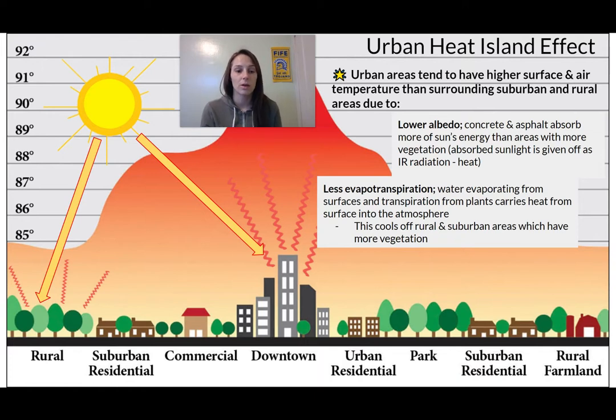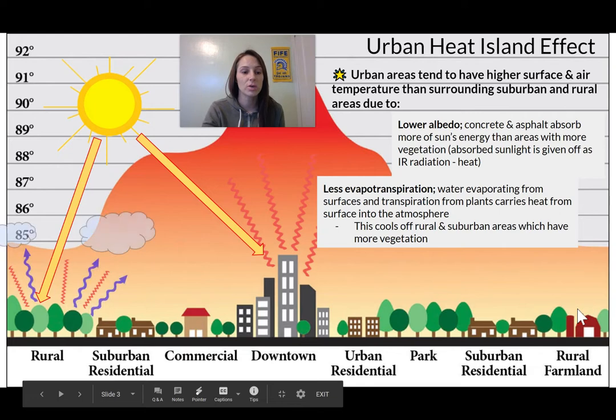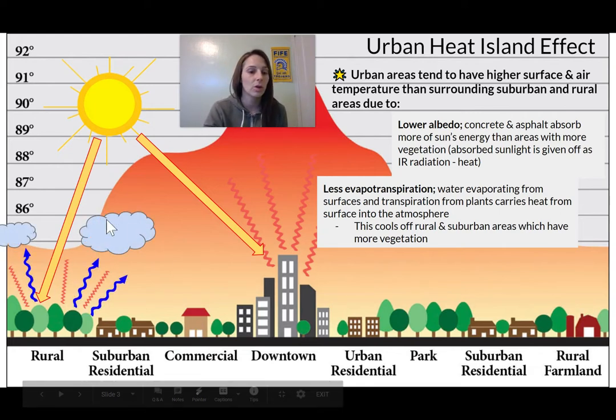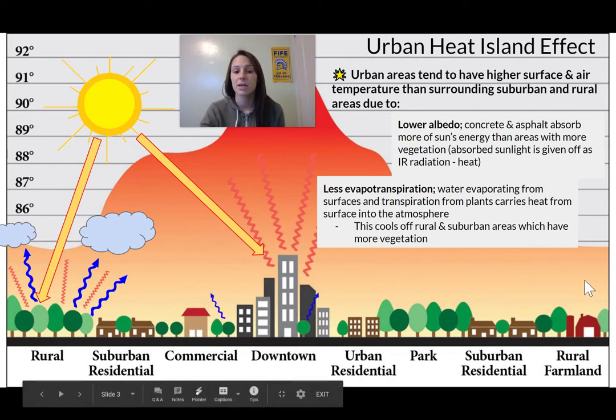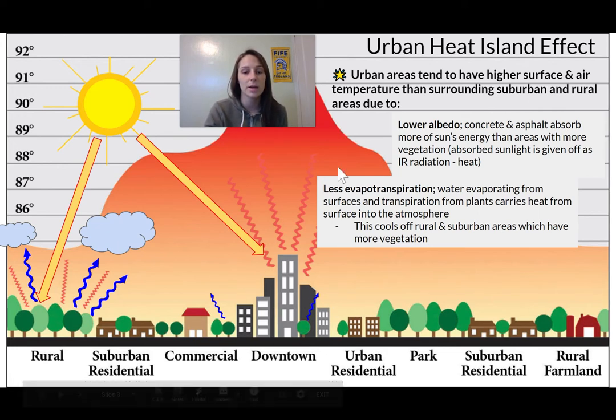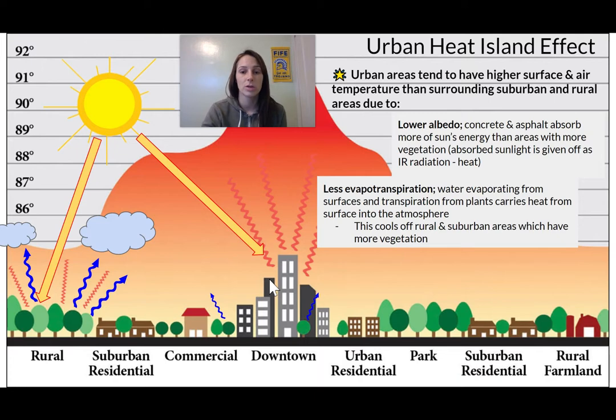And so in rural and suburban areas where you have more vegetation, it's going to help cool it off because you're releasing some of that, as we see with our little clouds and blue arrows in the diagram in the rural area. Now, because we don't have so much of that, you're going to end up having a lot of that heat more trapped in these areas, which again is going to contribute to these higher temperatures in urban areas. And these higher temperatures in urban areas are what is known as a heat island effect.